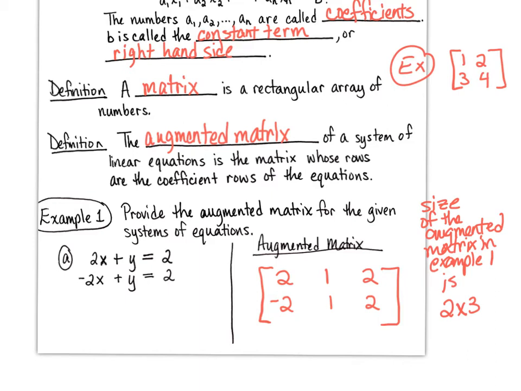What questions do you have? For the third column, that represents the constant, so you still include the constant. The augmented matrix definitely includes the constant term. Absolutely.